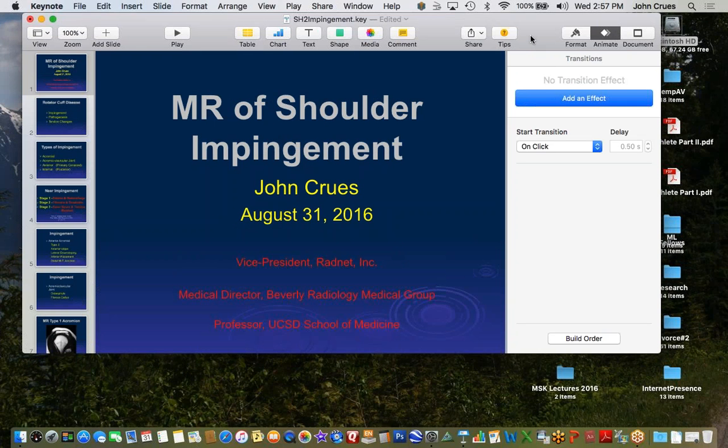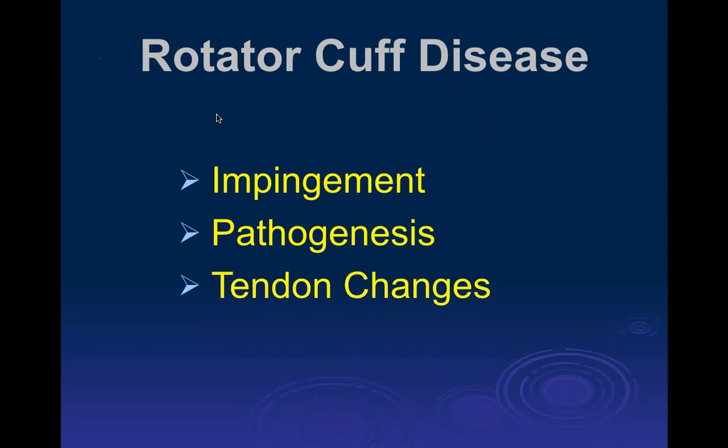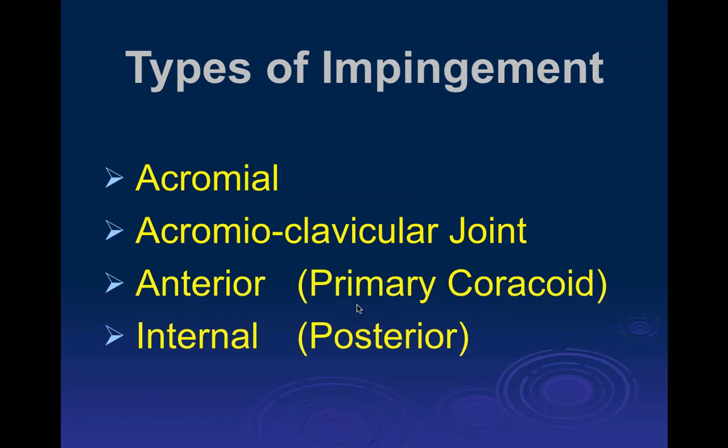So today we'll talk about impingement of the shoulder. We'll talk about rotator cuff disease. We'll start out with impingement, and then we'll go through some of the pathogenesis of rotator cuff injury, and then we'll talk about tears and other pathologic changes of the tendons in later talks.